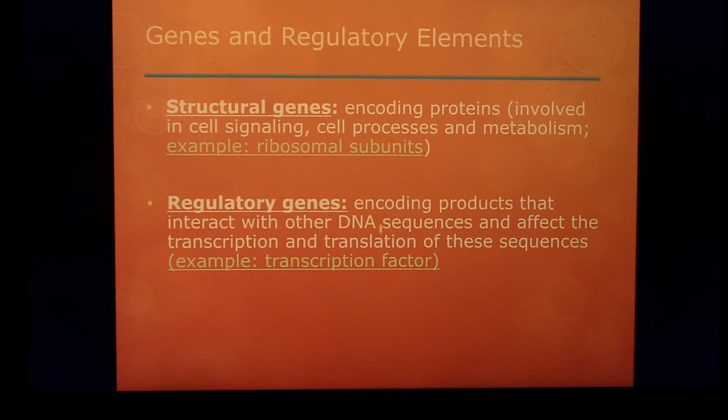So they're going to be DNA binding proteins, and they affect the transcription and the translation of these sequences. Of course, an example would be a transcription factor, such as the TATA binding protein, or for bacteria, the sigma subunit, or the sigma factor that binds the -10 and -35 consensus sequences in the promoter. You guys remember that? I know you do.